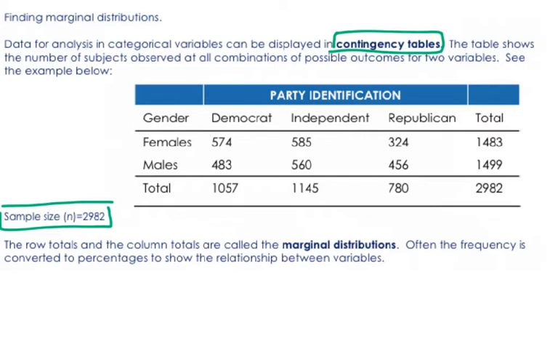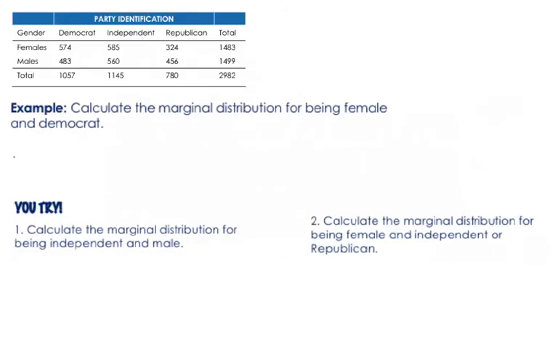So the row totals and the column totals are called marginal distributions. Often the frequency is converted to percentages to show the relationship between variables. So here's what we're going to do. We're going to calculate the marginal distribution for being female and Democrat. Here's how you do that.